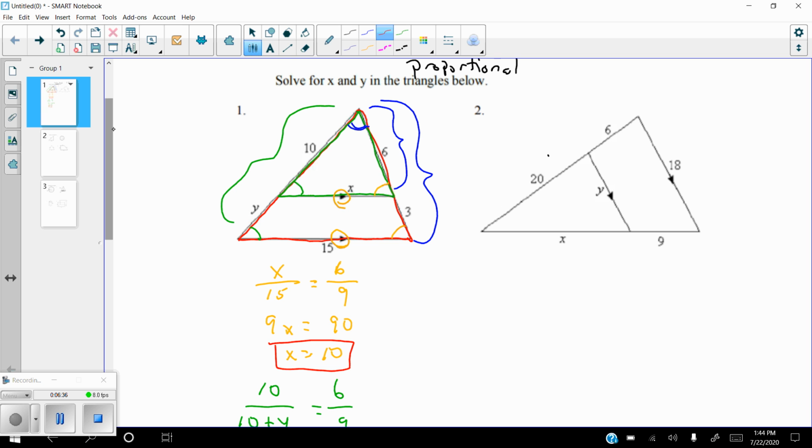Don't let the fact that the triangle's in a slightly different shape, like it's laying down on its side as opposed to standing up, fool you. It just depends on how you view it. Okay, so let's go ahead and find x first.